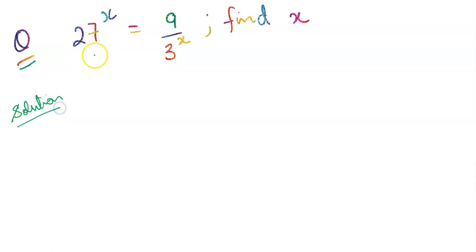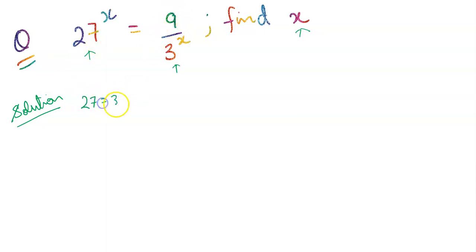Now it is saying 27 raised to the power x is equal to 9 upon 3 raised to the power x. Find x. So question is saying you have to find the value of this x. Simple, students. I told whenever you have numbers, try to make the base same. So 27 is the base and power is x. 3 is the base and power is x. And here 9 is the base and power is 1. So 27, students, very simple.